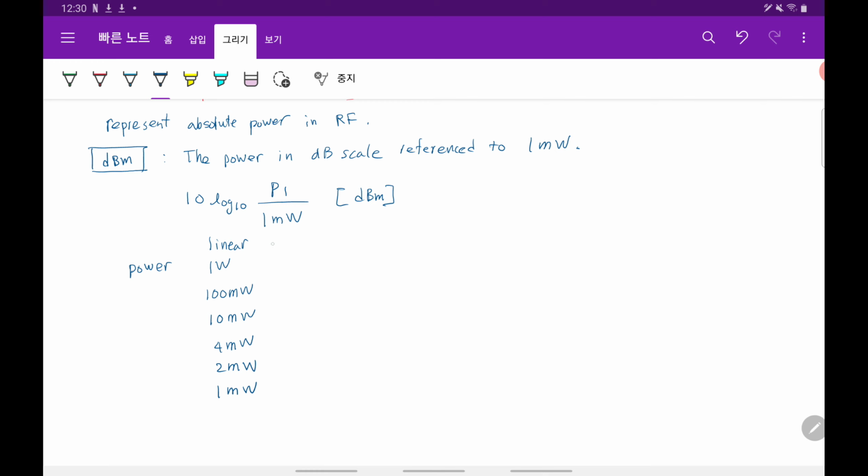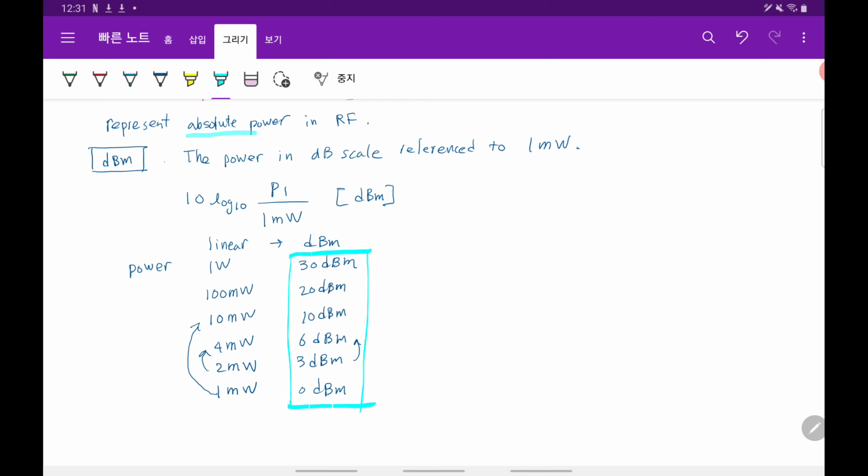But if we convert this one to dBm, this becomes 0 dBm. This is 3 dBm because twice, and then this is 6 dBm because it's twice. We just add 3 dB, right? And from here to here is 10 times, means 10 dBm. This is 20 dBm. This is 30 dBm. Right? So in microwave engineering, we use this dBm to represent the absolute power.